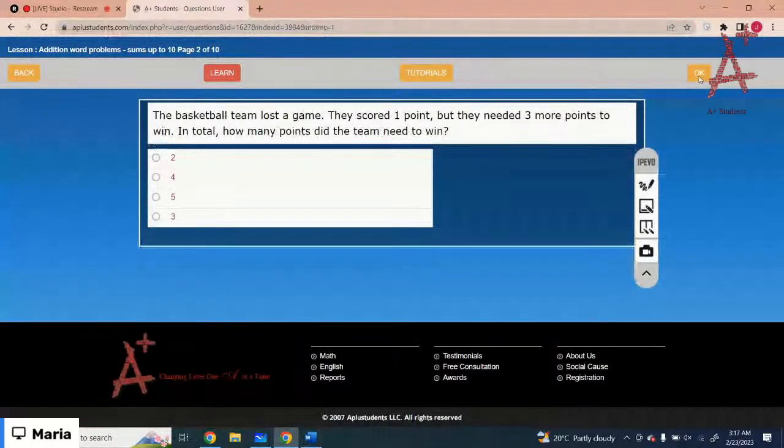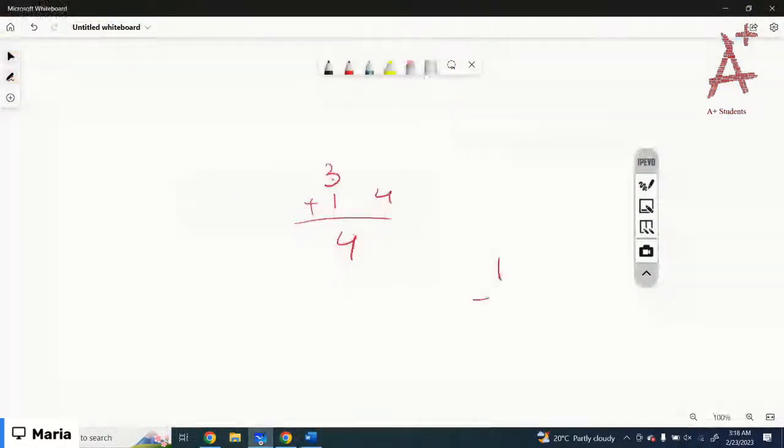Okay, the next one is a team lost a game. They scored 1 point, but they needed 3 more points to win. In total, how many points did the team need to win? So they lost the game actually. The points they scored is just 1 point and they needed 3 more. Got it? So that means 1 plus 3. You have to calculate the total points they needed.